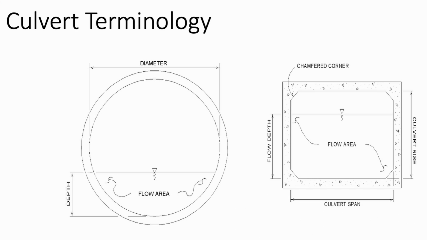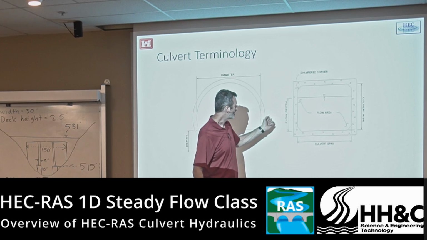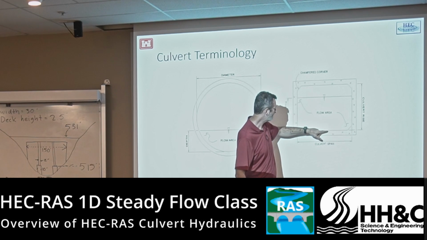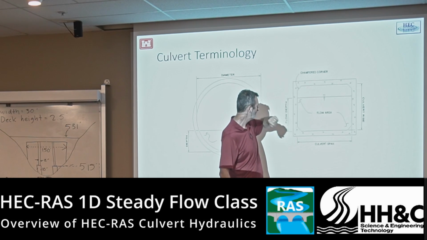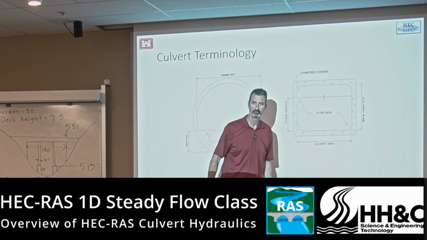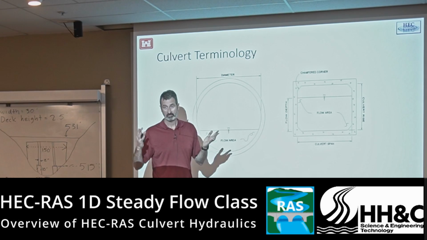So some terminology, pretty straightforward. If it's a circle, we talk about the diameter. If it's not circular, then we talk about it in terms of rise and span. The rise is from lowest to highest, and the span is from widest to, how wide could it possibly be? That's just the terms we use.